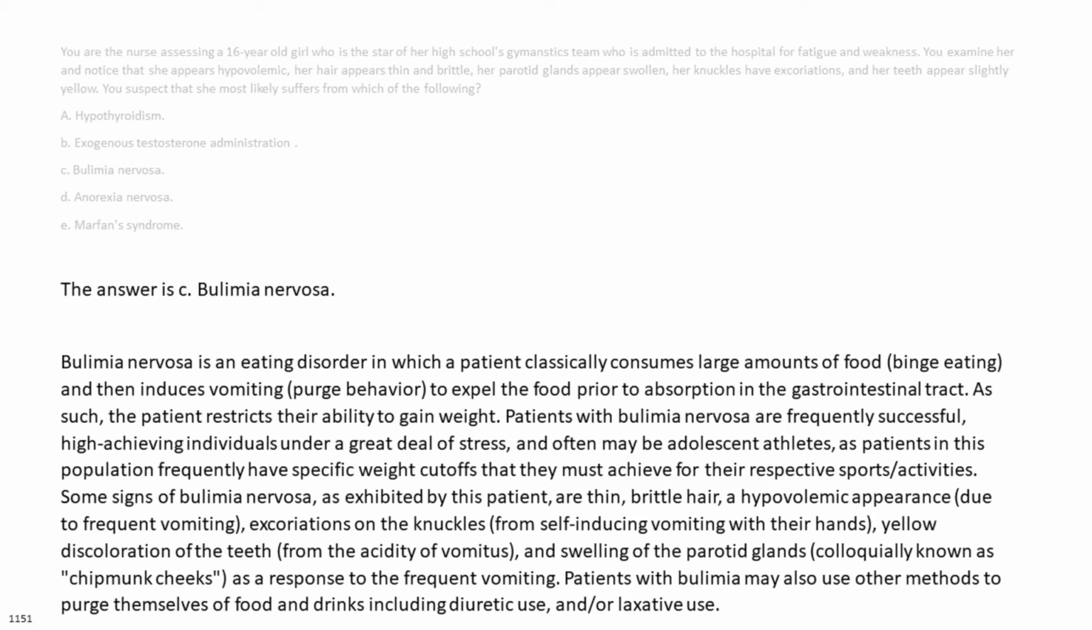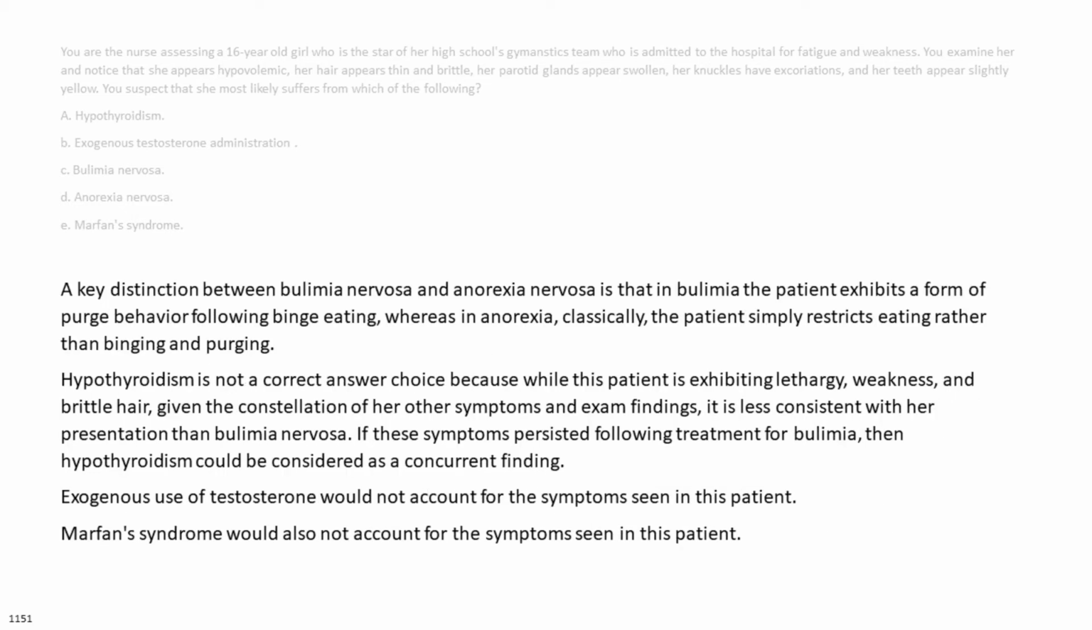Patients with bulimia may also use other methods to purge themselves of food and drinks including diuretic use, and/or laxative use. A key distinction between bulimia nervosa and anorexia nervosa is that in bulimia the patient exhibits a form of purge behavior following binge eating, whereas in anorexia, classically, the patient simply restricts eating rather than binging and purging.